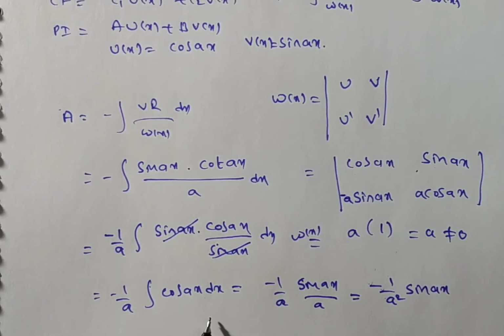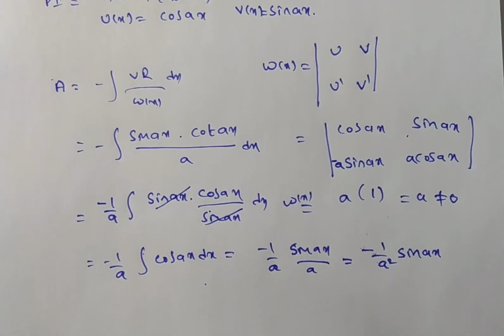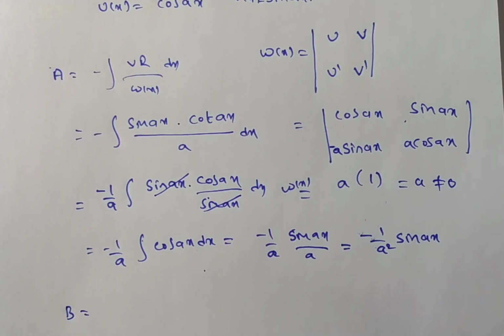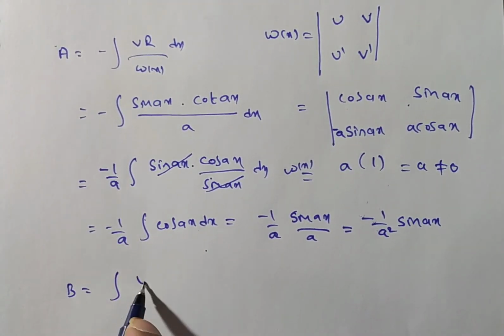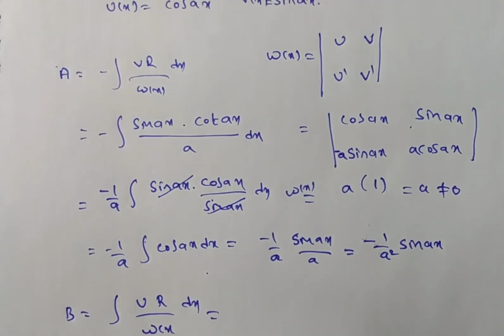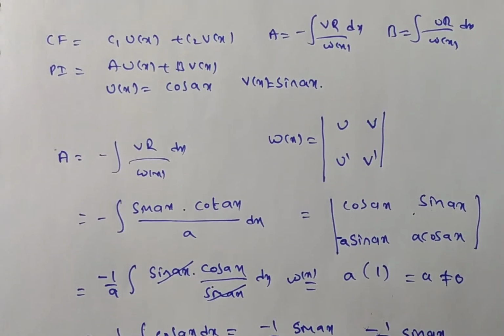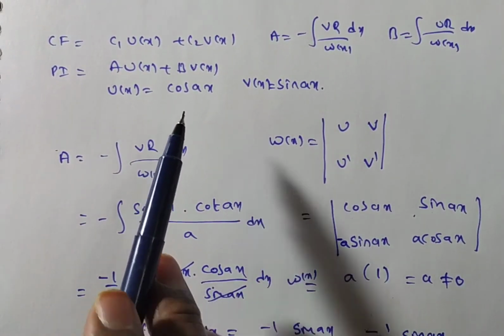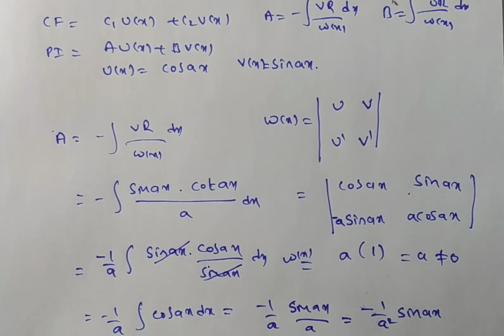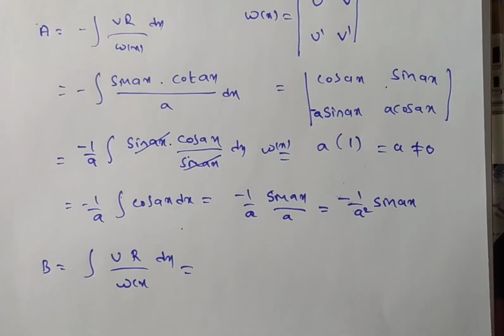Plus c we are not writing, because already in the complementary function we have arbitrary constants c1 and c2. Now we have to find the b value, b of x. b of x is equal to the integral of u r dx by w of x. Here u is the c1 quotient, that is cos ax, r is equal to cot ax, and w is equal to a. So all these values we have to substitute in b of x.